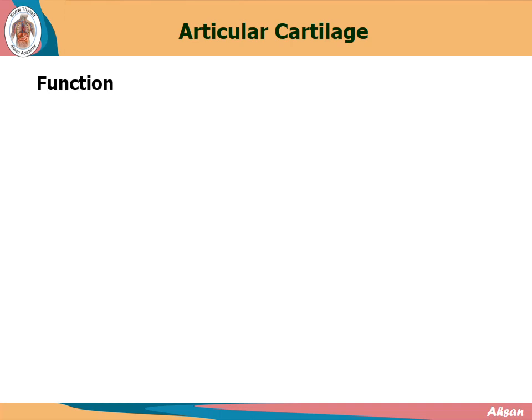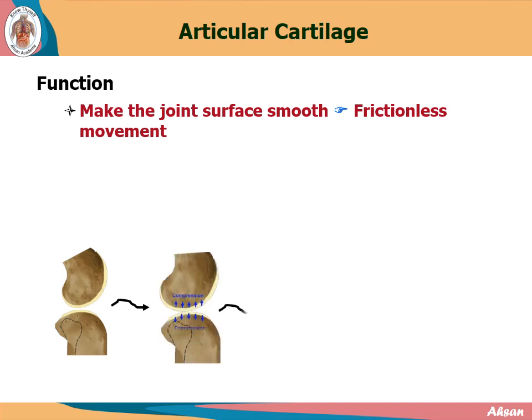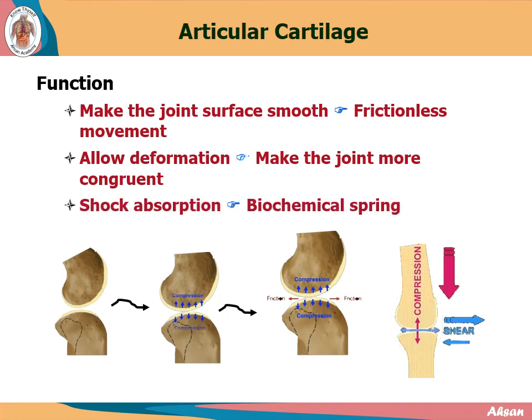What are the functions of articular cartilage? Articular cartilage covers the joint surfaces that are exposed to friction. So this cartilage makes the surface smooth, allowing frictionless movement over it. You see, this cartilage can be deformed on pressure. So deformity allows the cartilage to be more congruent. The surfaces are made more congruent to each other. This is a very good shock absorber. That's why it is known as a biological spring.